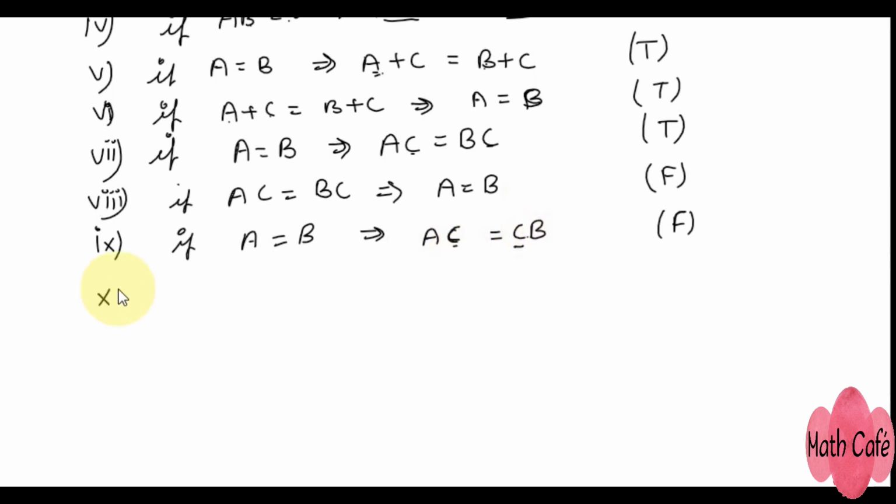In the last, 10th statement, it is given that if for any matrix the determinant value of matrix A is 0, that means that matrix is a 0 matrix. This is false.